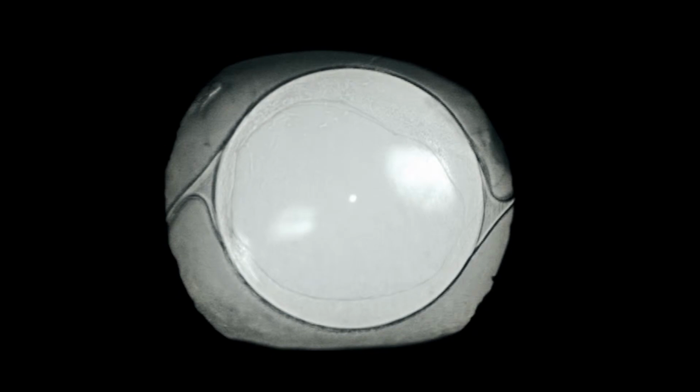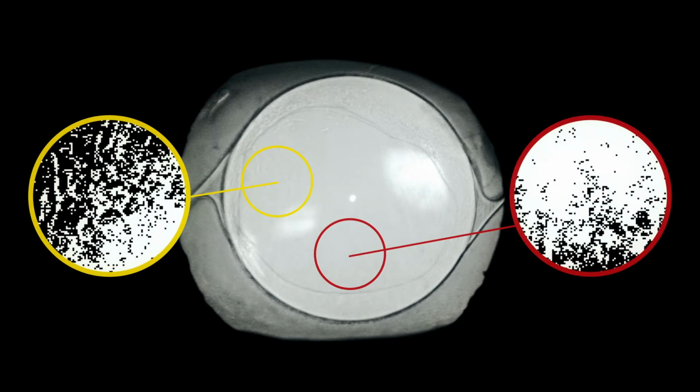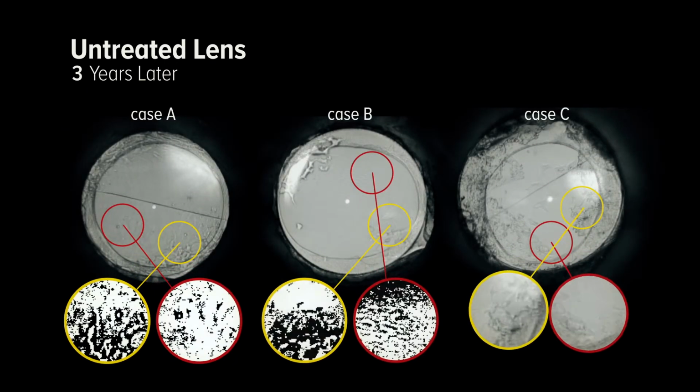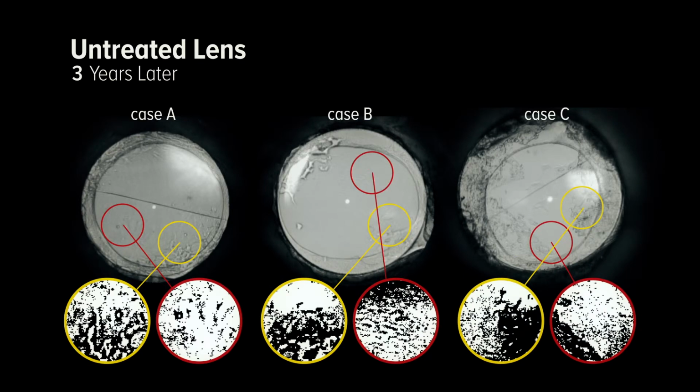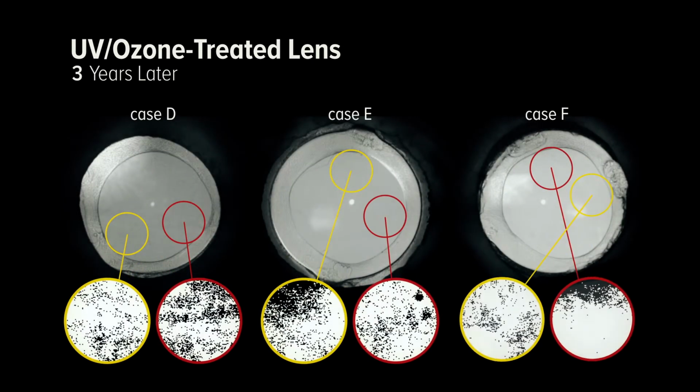I also compared the PCO values relative to the optic-haptic junction and a region 90 degrees distant where the square edge effect is considered optimal. The diameters of the measured regions were less than 2 millimeters. As expected, there is a lot of PCO with non-treated IOLs near the optic-haptic junction. However, with treated IOLs, PCO is low, even in this critical region.